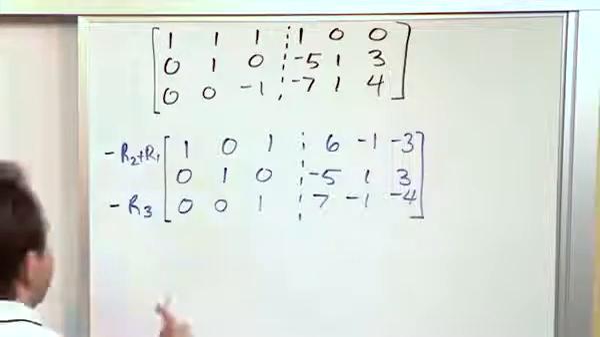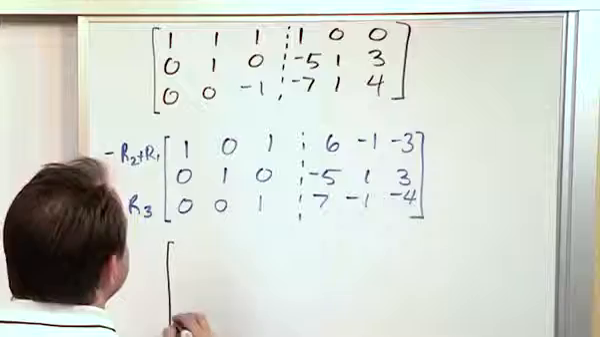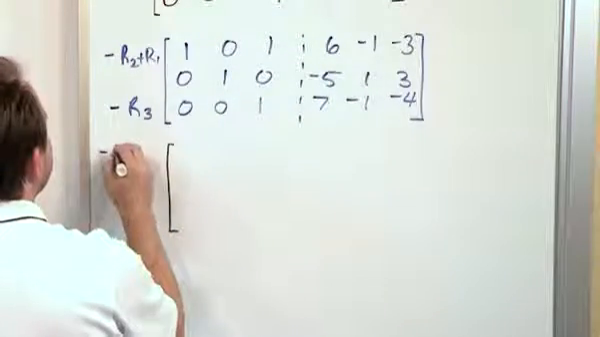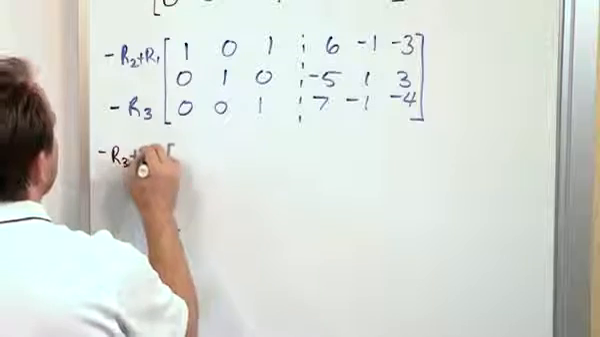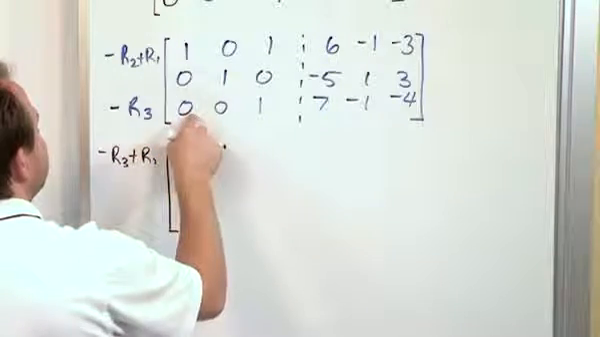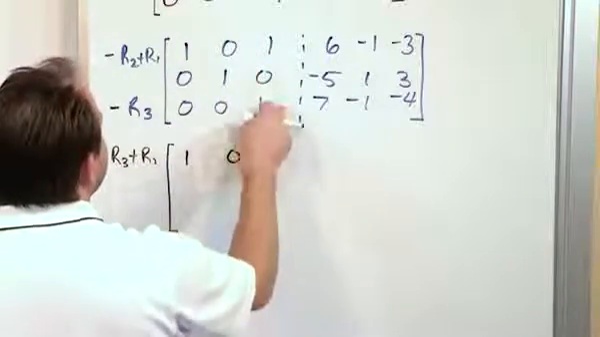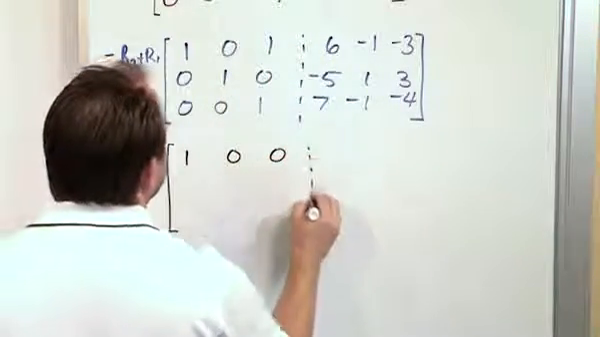So I just go down here and perform one last step, where what I'm basically going to do is take row 3, negative of row 3, and add it to row 1. So I take negative of this and add it, I get a 1. Negative of this and add it, I get a 0. Negative of this and add it, I get a 0.